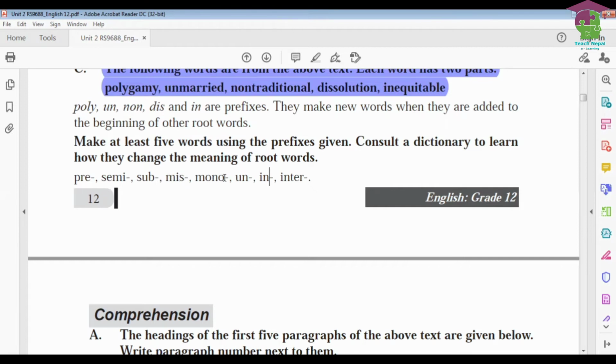From the morpheme mono, monopoly, monogamy. From the prefix un, we can form unconscious, we can form uncertain, we can form unnecessary, right? And from the morpheme in, we can form inactive, right? We can form inconsistent or inconsistency, right? Inability. There are many things.